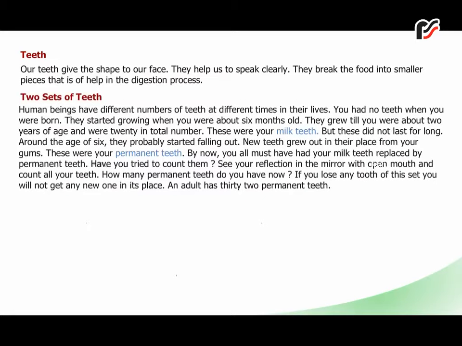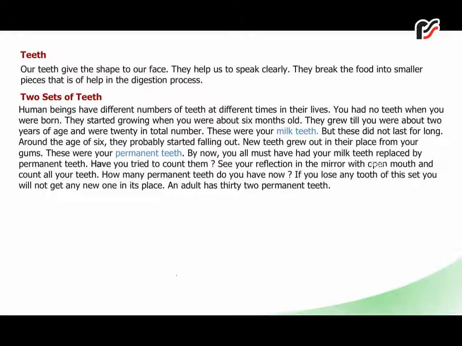Two sets of teeth. Human beings have different numbers of teeth at different times in their lives. You had no teeth when you were born. They started growing when you were about 6 months old. They grew till you were about 2 years of age and were 20 in total number. These were your milk teeth, but these did not last for long.